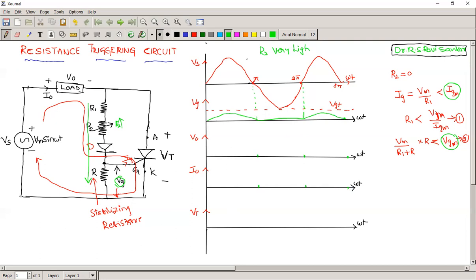Now if we draw the voltage across the SCR, the SCR is not on, which means that whatever voltage is there, the same voltage will appear across the SCR. So the voltage across the SCR becomes the same as the source voltage.